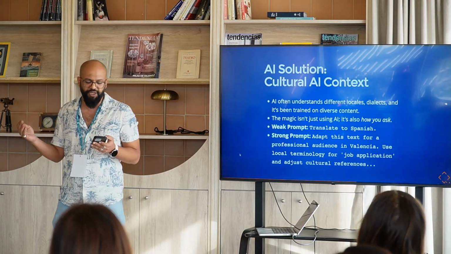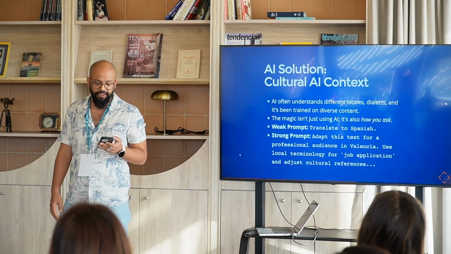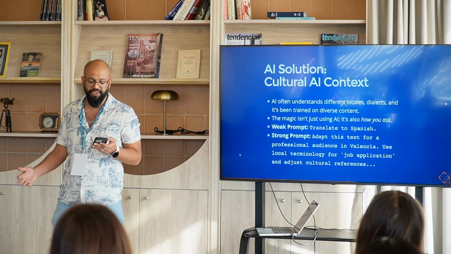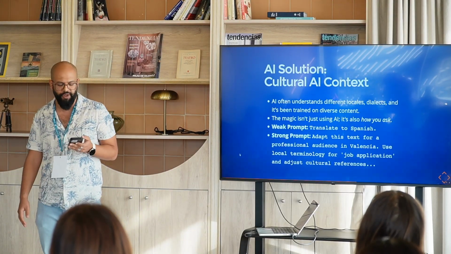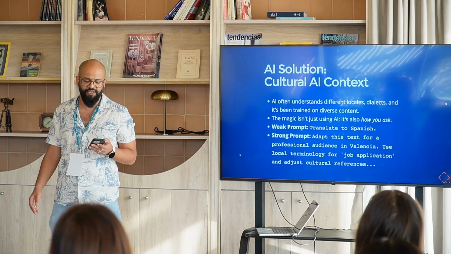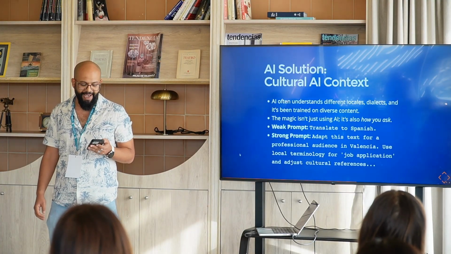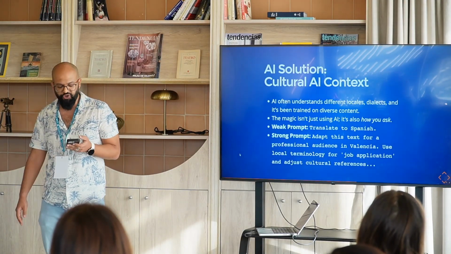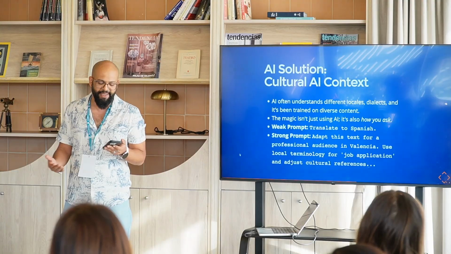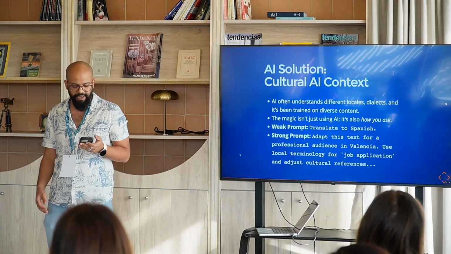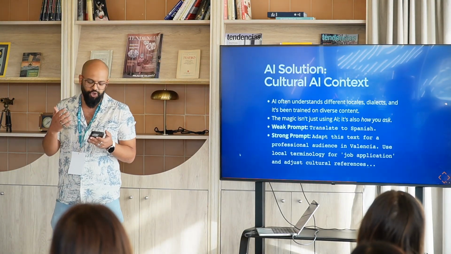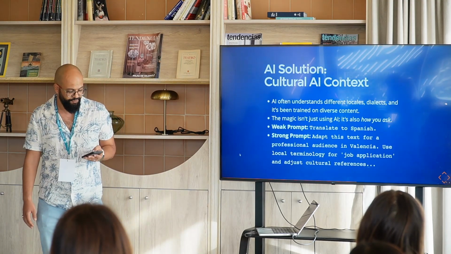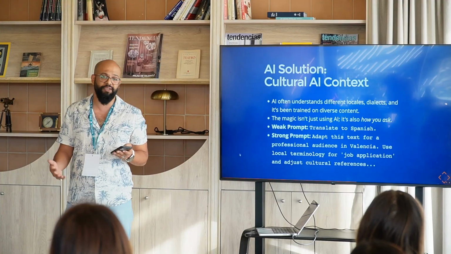AI models are often trained on diverse content, different languages and locales and dialects, so you can use it to optimize your content towards a specific audience profile. The magic isn't just using AI though, it's how you ask it. Instead of asking it to translate to Spanish, try a stronger prompt like adapt this text for a professional audience in Mexico, use local terminology where possible, and adjust for cultural references. That drastically improves the quality of the output you get.